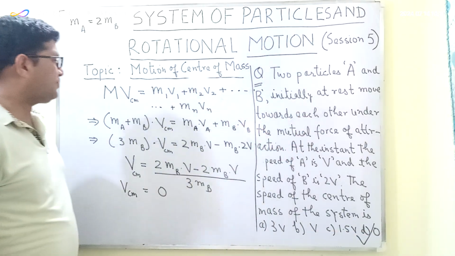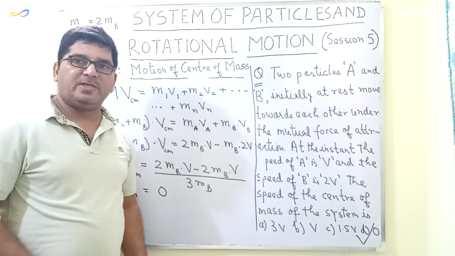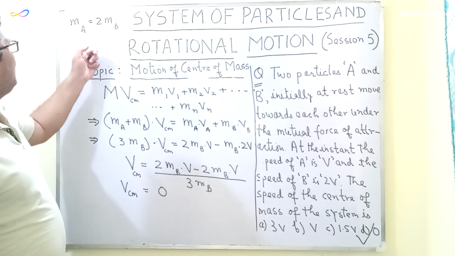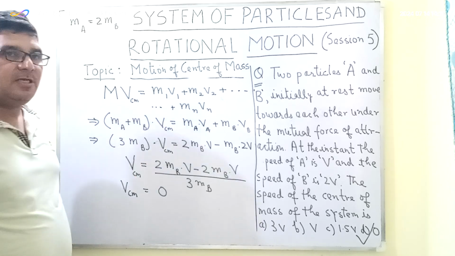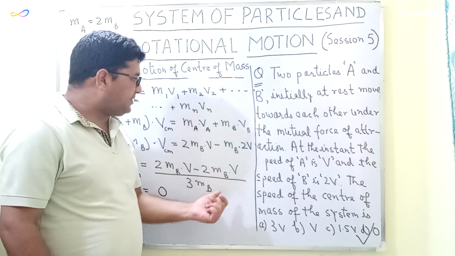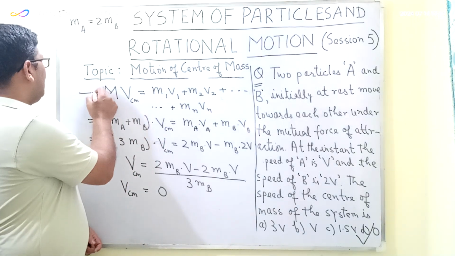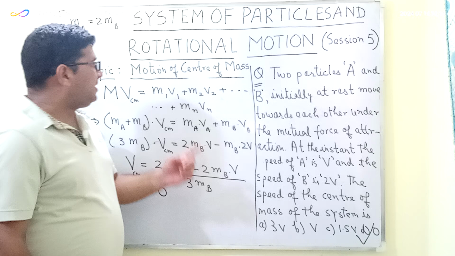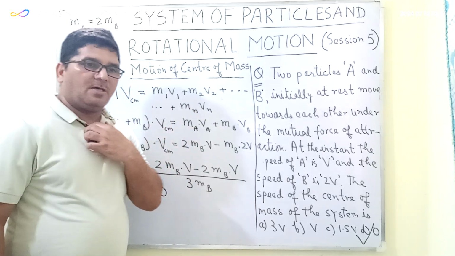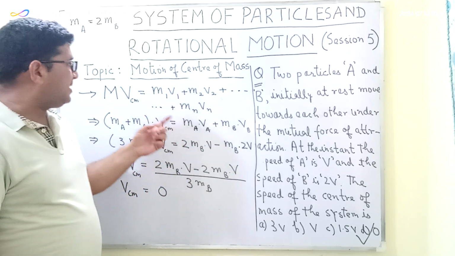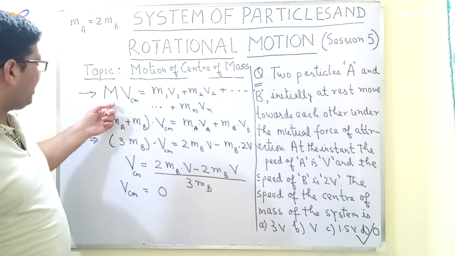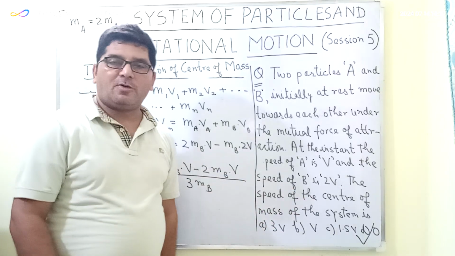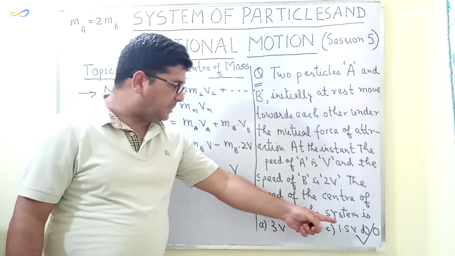So in this question, the most important thing was, first of all, that we were supposed to find the relation between the mass of the particle A and the mass of the particle B, and the second step was that we have to use the equation for the velocity of the center of mass. So by using these two points, or you can say these two concepts, we were able to find the velocity of the center of mass, which is equal to 0, and the correct option is D, that is 0.